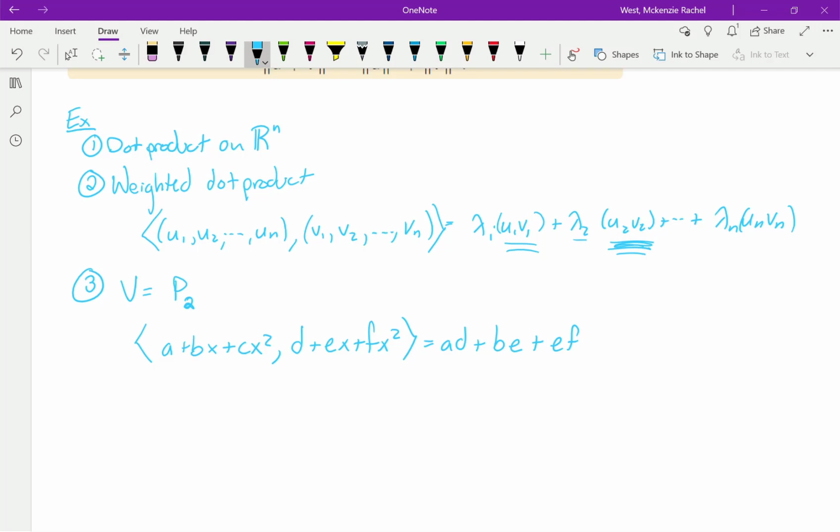And so any vector spaces that have the shape that looks like some R^n do have an inner product that looks like the dot product. And all of their possible inner products look like weighted dot products.